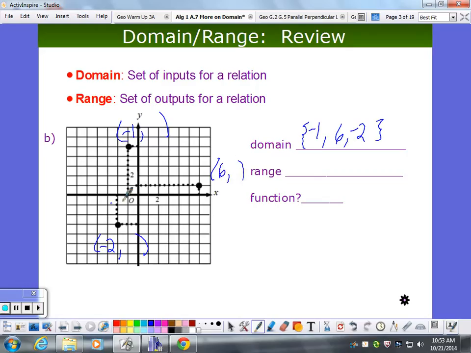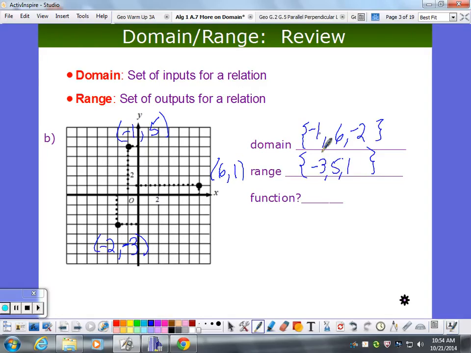So what's the y value of this guy? -3. What's the y value of this guy? 5. I can put 5 down. And what's the y value here? 1. So what's my range? -3, 5, and 1. Right?